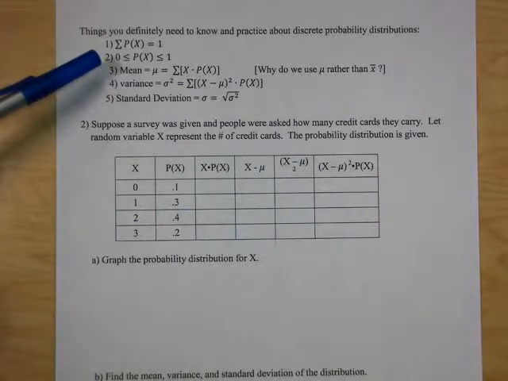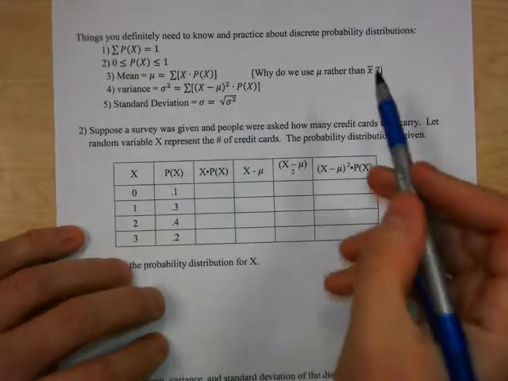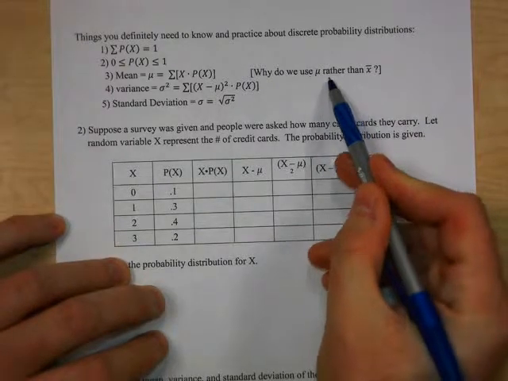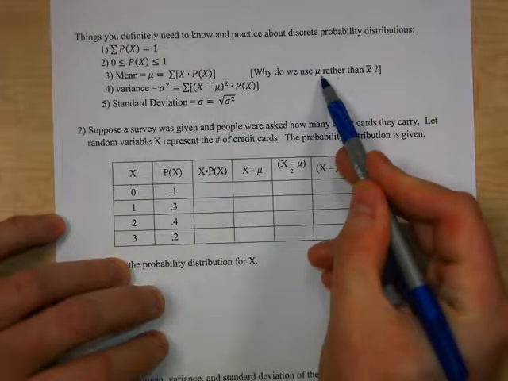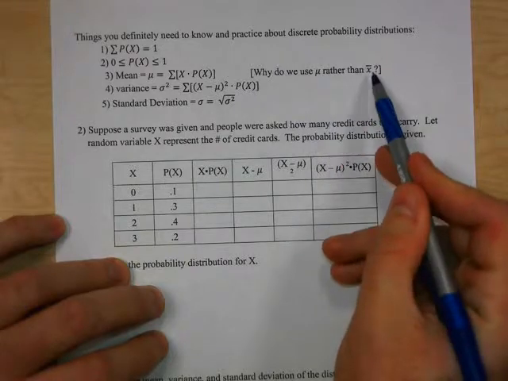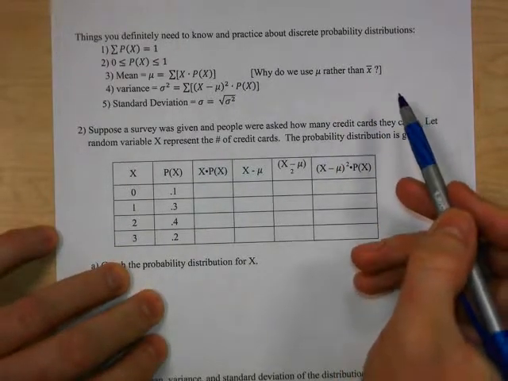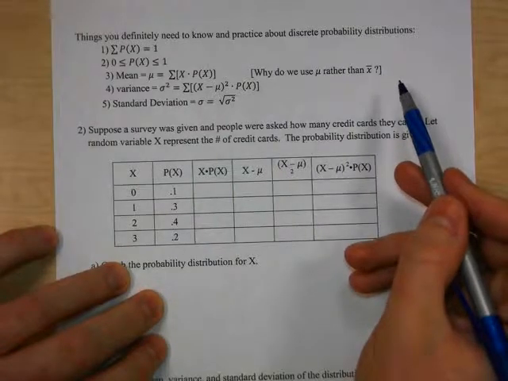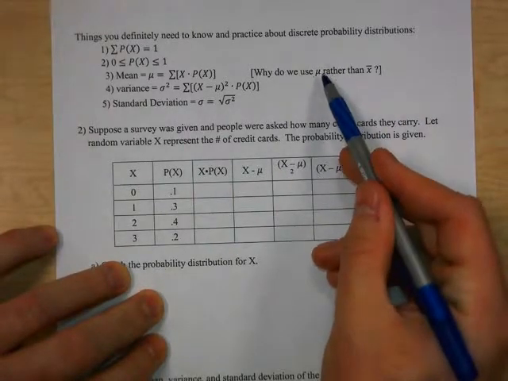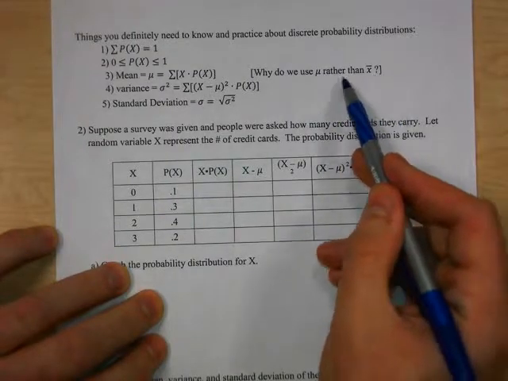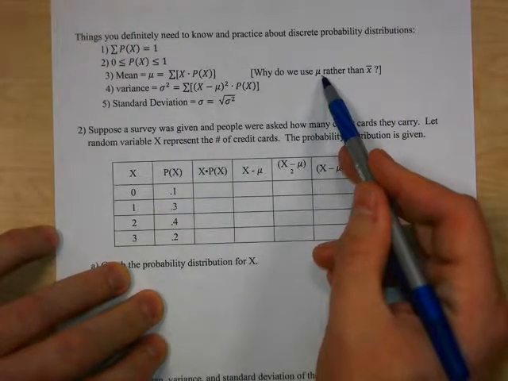But one question is, why do we use mu rather than x bar? Well, mu, remember, is the population mean, and x bar is the sample mean. When we look at a probability distribution, we have all the possible outcomes, so that means we have the population of possible outcomes, not just a sample. So that's why we use mu instead of x bar.